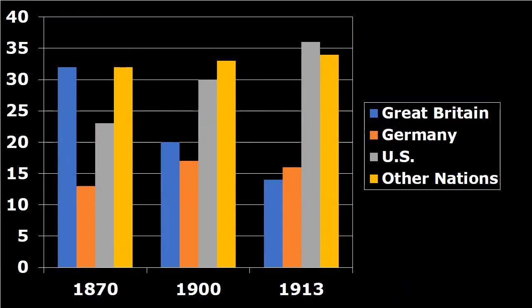This graph shows the percentage of world manufacturing by nations between 1870 and 1913. Other nations means every other country in the world combined. While Great Britain was the single largest manufacturer in the world by 1870, the U.S. took the lead by 1900.